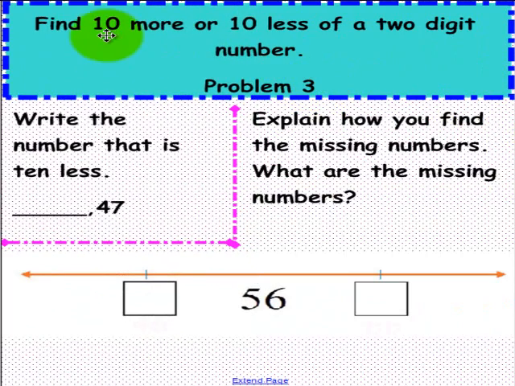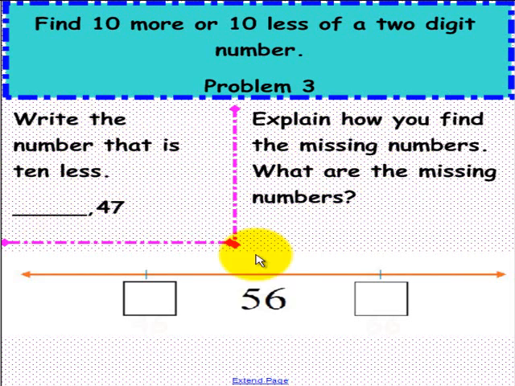Problem 3. Find 10 more or 10 less of the 2-digit number again. Okay, here's the problem. Here's the first one. Write the number that is 10 less. Just like the previous one, here's a 4 for 47. Write the correct answer here. Over here it says, explain how you find the missing numbers.